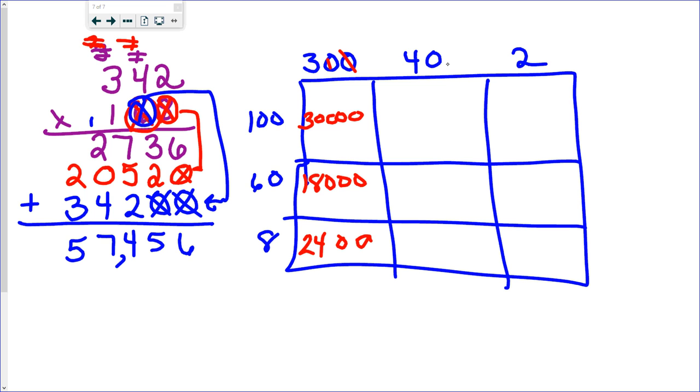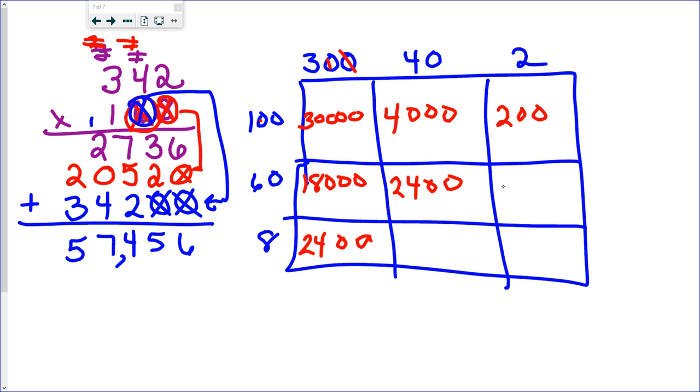Then I have 100 times 40. 1 times 4 is 4, and 3 zeros. 100 times 2 is 200. 60 times 40: 6 times 4 is 24, and 2 zeros.